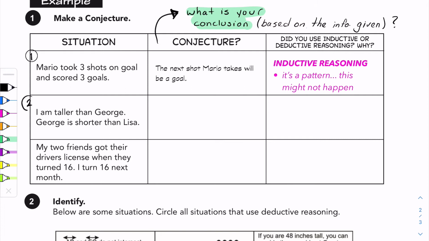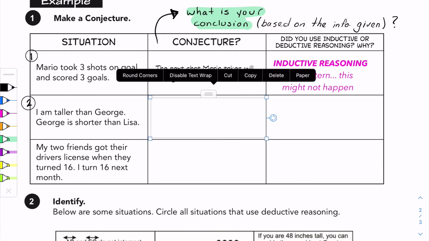For the second situation, it says, I am taller than George. George is taller than Lisa. So after reading that, we have 3 people. We have myself, George, and we have Lisa. The conclusion I'm going to make is that of the 3 of us, so of the 3 people, George must be the shortest.